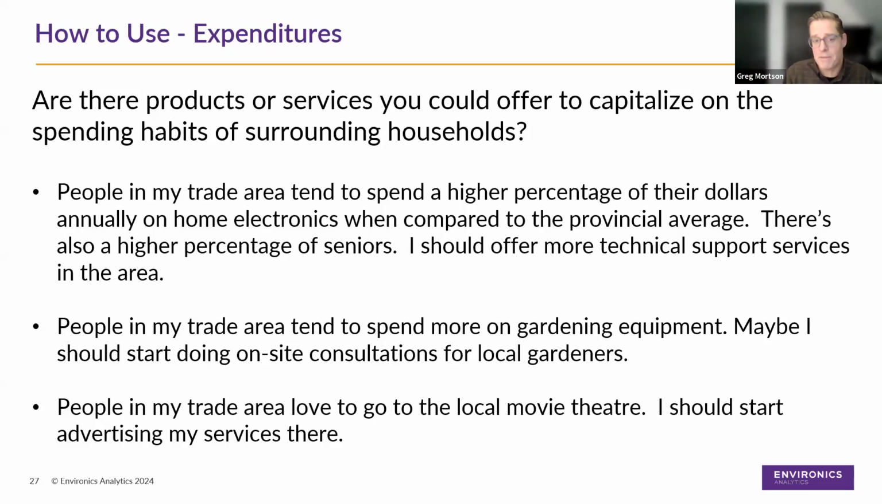We could see gardening equipment. So maybe there's an opportunity for more on-site consultation for local gardeners. You could see people love to go to perhaps local movie theaters. Is there some way I can partner with my local movie theater, knowing that people in my trade area tend to go to these movies? How can I maybe target my services to that audience in some sort of partnership with my local theater? So all different ways in which you can use expenditure data to start influencing decisions around the services that you provide.